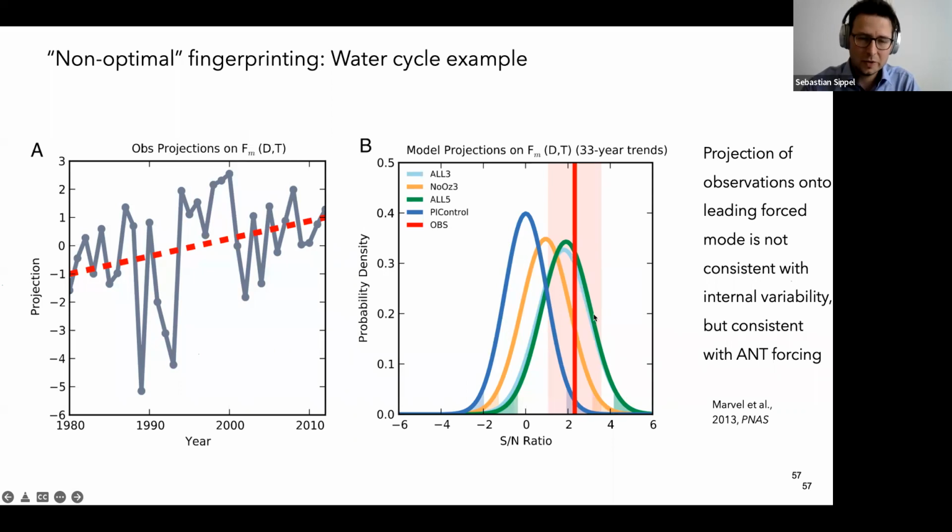And what she ends up with is that the red vertical line for the observation tends to fall into the tail. So it just exceeds a signal to noise ratio of 2 compared to these pre-industrial control simulations. But it seems to be consistent with this green distribution here, which shows basically the all-forcing simulations for the CMIP5 models used in this case. So that's a simple, but I think very nice example of how this so-called non-optimized fingerprinting works.